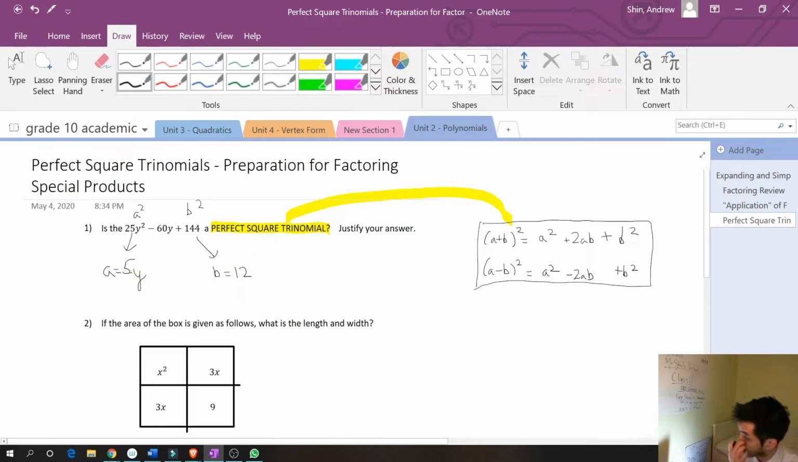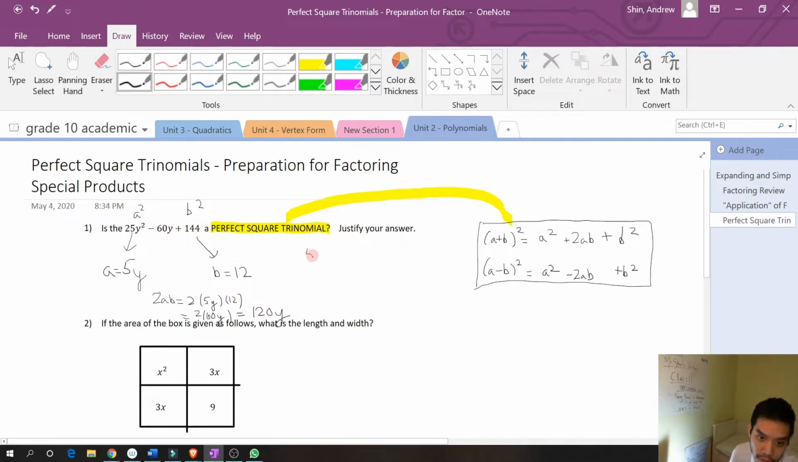And if I multiply 2ab, so again, I want to see if it's a perfect square trinomial to see if that middle term is double a times b. So if I do 2 times a times b, 2 times a, which is 5y, times b, which is 12, 5y times 12 will be 60y, which is kind of what we're looking for, but we're multiplying those two. So 2 times 60y will be 120y, which is not what they have. So if this was 120y, then it would be a perfect square trinomial, but it is not.